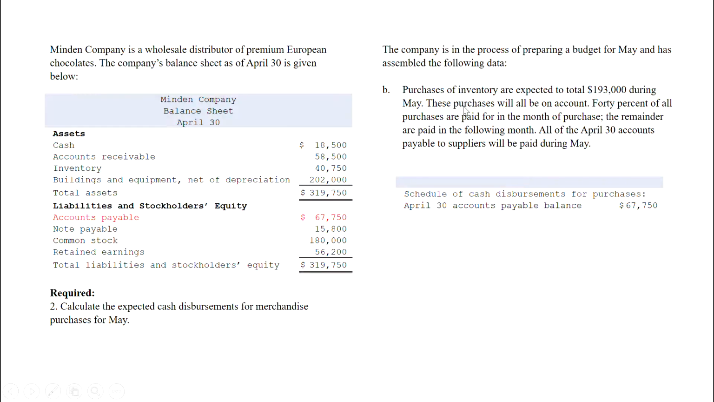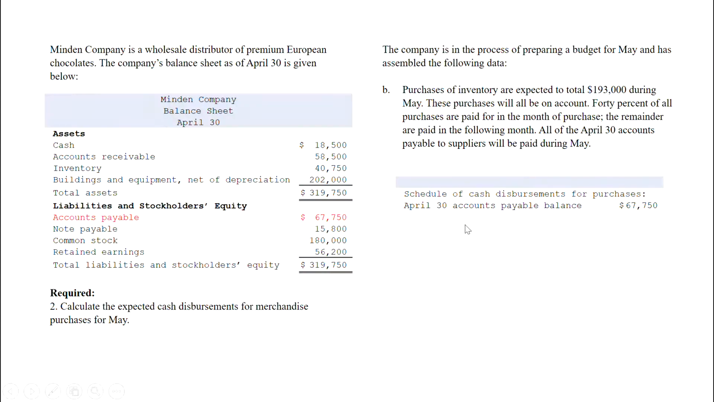Purchases of inventory are expected to total $193,000 during May. All of these purchases will be on account, meaning we didn't pay cash right away. We had an IOU to our supplier or vendor. 40% of this will be paid for in the month of the purchase, the remainder in the following month. So we have to consider that 60% of the April purchases from the prior month are ultimately going to get paid in May. And they point out that all of the April 30th accounts payable, right here, 67,750, are going to be paid during May.